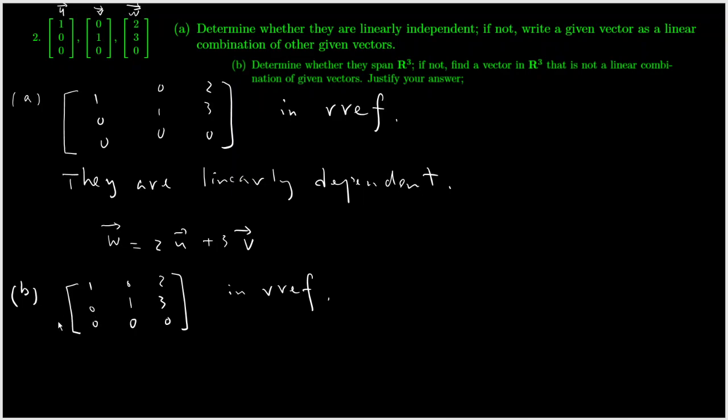The condition that they do not span R3 is that there's at least one row consisting of all zeros. This is actually the case. So the answer to question B is no. By that we mean the given three vectors do not span R3.